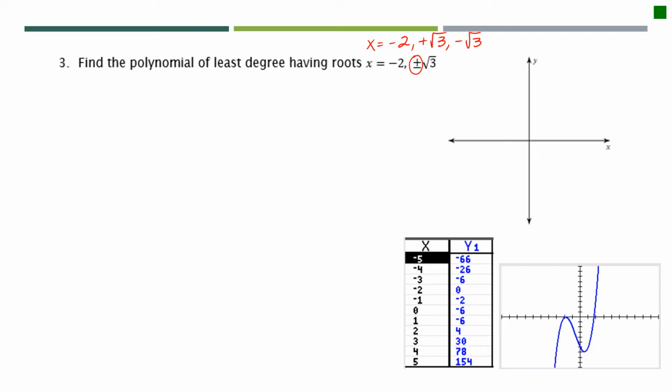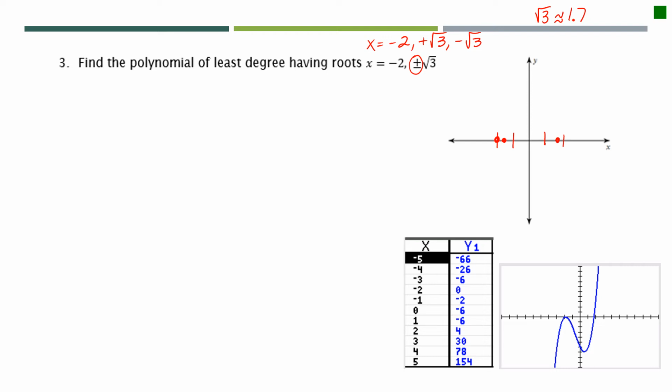Now the square root of 3, if you put it into your calculator, comes out to be about 1.7. It's a big nasty decimal, but we're going to say it's 1.7. So when I plot my zeros on my x-axis, I'm going to have 1 at negative 2, and then I'll have negative 1.7 and positive 1.7. So it's okay that it's a decimal. It just isn't as nice to graph.